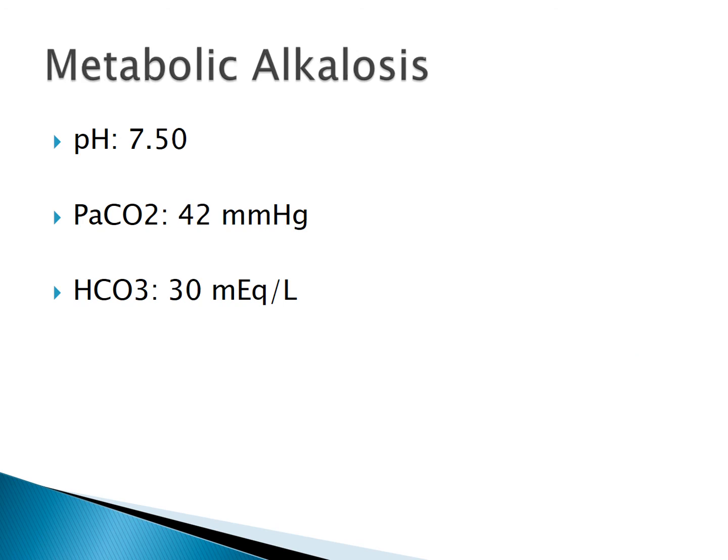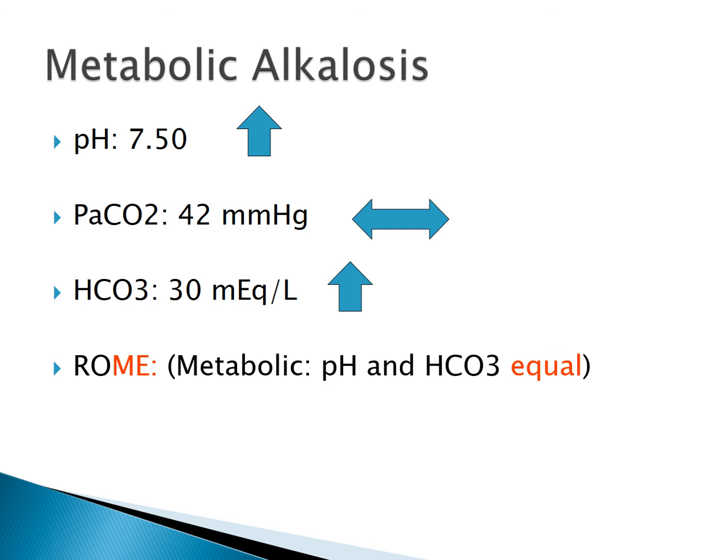And then our last one is metabolic alkalosis. You have a high pH, 7.5. Your PaCO2, 42, is normal. Your bicarb is also high. So we're going to do high pH, normal PaCO2, and elevated bicarb. Here's your ROME. Metabolic pH and bicarb are equal. They're both going up.